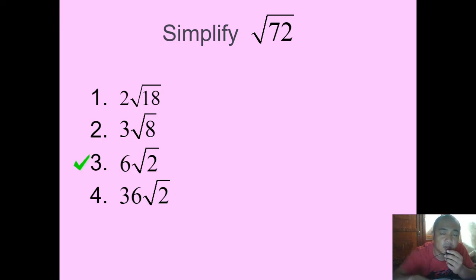Okay, where did we get 6 square root of 2? Because 72 has factors 36 times 2. Okay, and what is the square root of 36? 6. So 6 square root of 2.